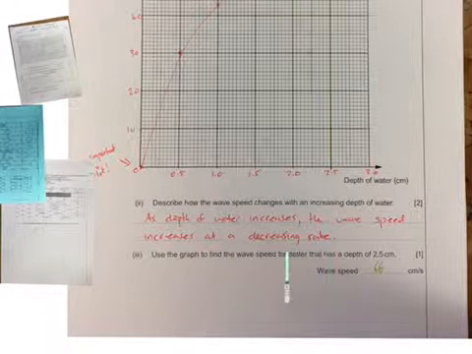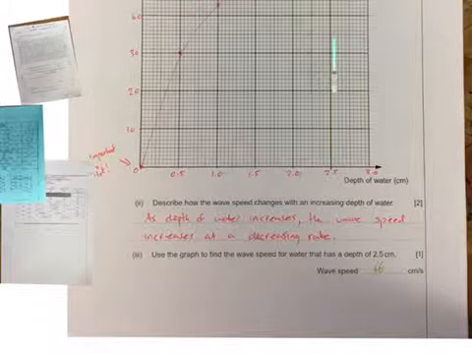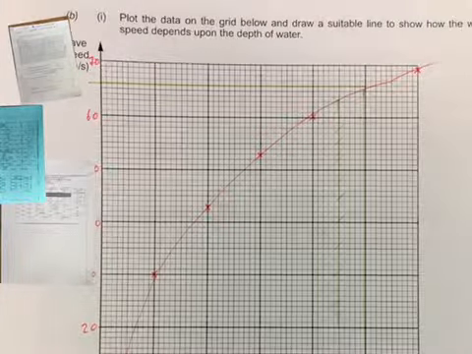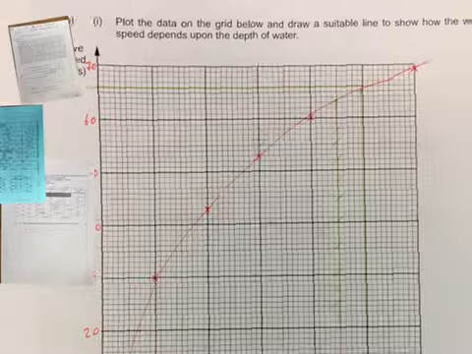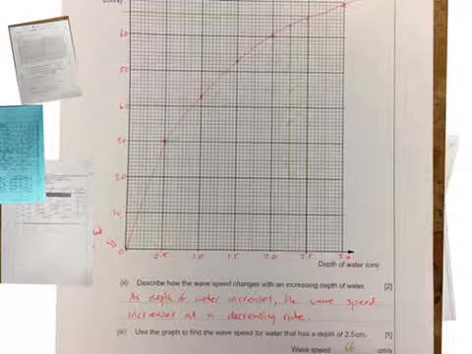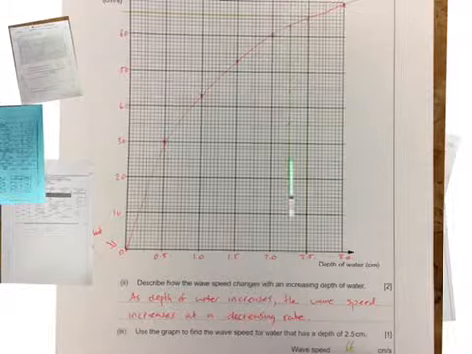Use a graph to find the wave speed of the water at a depth of 2.5. Well, I've taken a line up there, and then at 2.5, I interpolate, and it comes back to there, which was 66, because every square is worth 1. So 66 there. I don't know what this line was. I think that was a mistake there. So not to worry. Not to have you panicking.